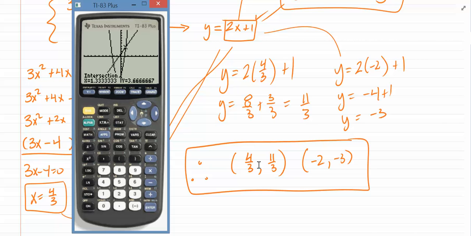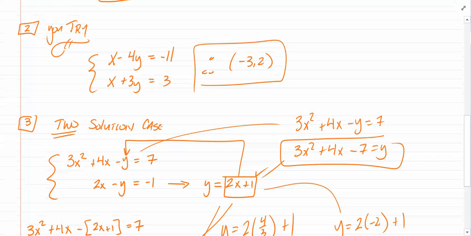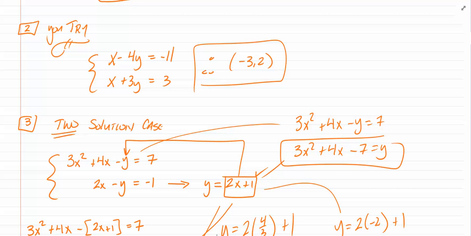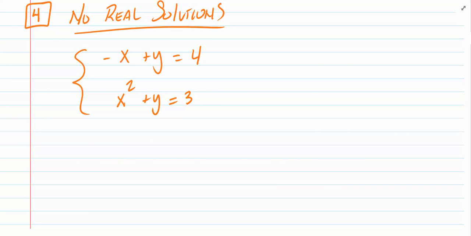So I want you to connect the algebra with the graph and realize that sometimes there are two solutions for systems of equations. In keeping with our systems, we've seen an example of one solution, meaning there's one intersecting point on the graph. Two solutions, meaning there's two intersecting points on the graph. And this one is going to be an example of no real solution. So we would expect to see that there's no points where they intersect on the graph. That's what we're going to investigate right now.